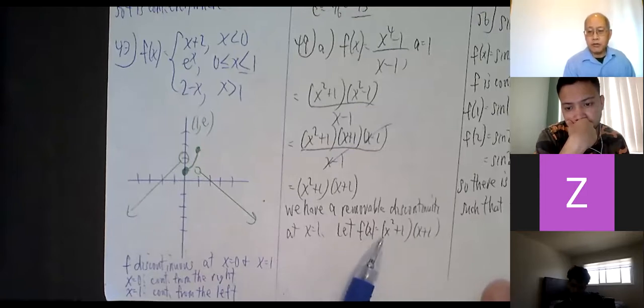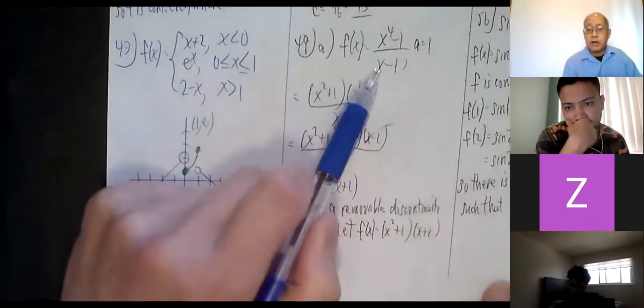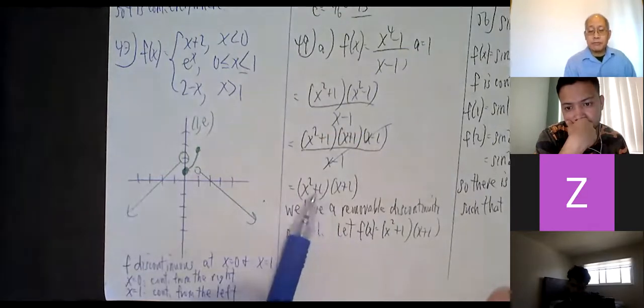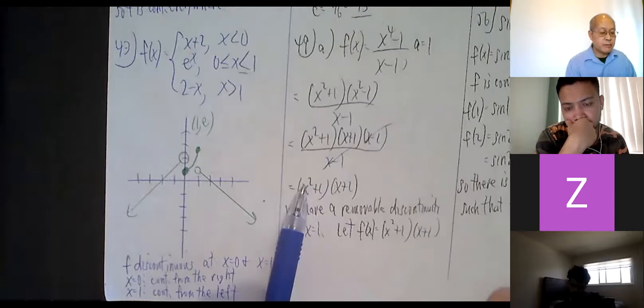What do you get when you plug in 1, by the way? 1 plus 1, 1 plus 1, 2 times 2, 4. So for this graph, the point 1 comma 4 is not there, but you can plug it up. If you plot 1 comma 4, then that plugs up the hole, so to speak. Okay, so that's that.